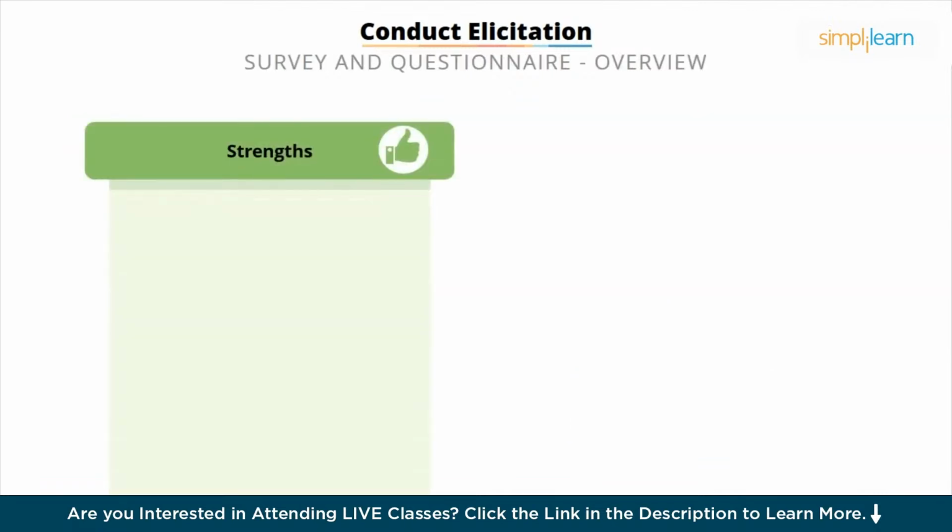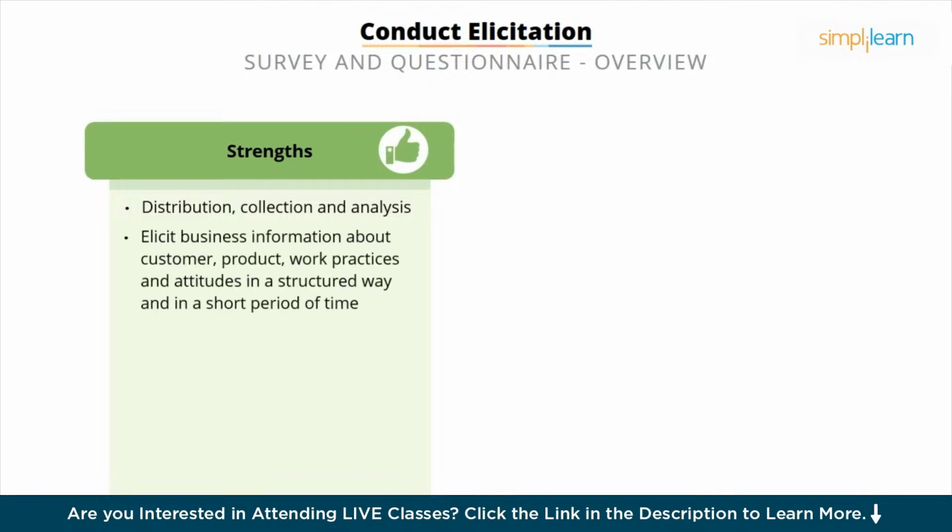In the survey or questionnaire elicitation technique, a survey is first distributed. The responses are collected and then analysed. A survey or questionnaire is used to elicit business analysis information about the customer, the product, the work practices, and the attitude from a group of people in a structured way and in a relatively short period of time. Close-ended and open-ended questions are used in the survey design.